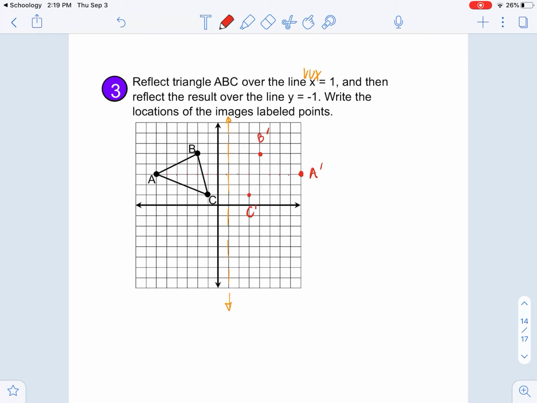Okay. So after we're done reflecting over the line x equals 1, it then says that we need to reflect over the line y equals -1. So now I'm going to graph the line y equals -1. Y, horizontal line.